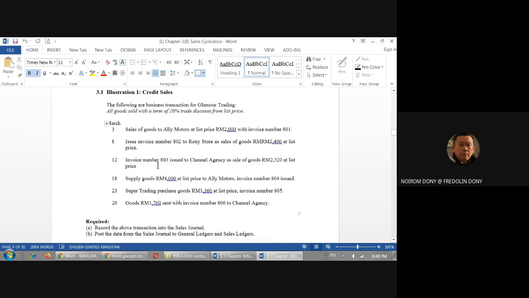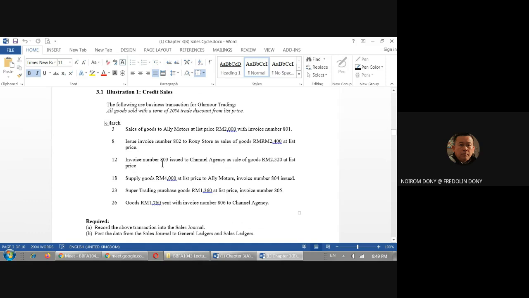So on the 8th, issue invoice number 802. Look at this. Issue invoice number. So I know this is sales. If receive invoice number, this is purchases. So this one is issue, so meaning it is a sale to Roxy store, a sale of goods. Very general, there's no specification. So this good is a trading item. So definitely credit sales. So sales journal.